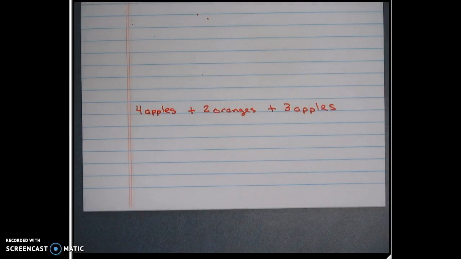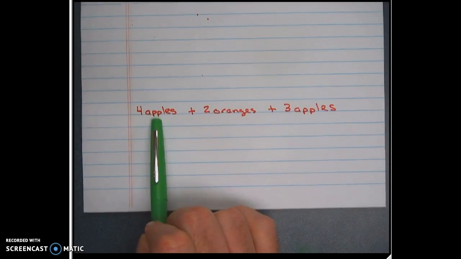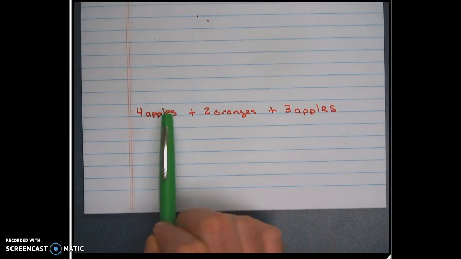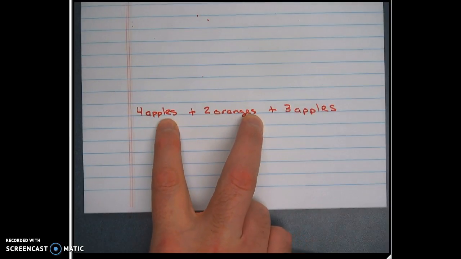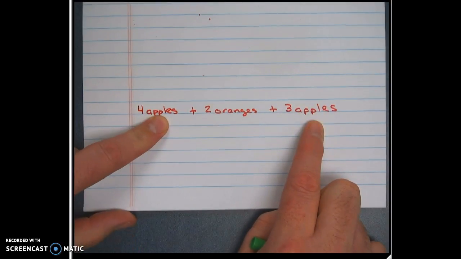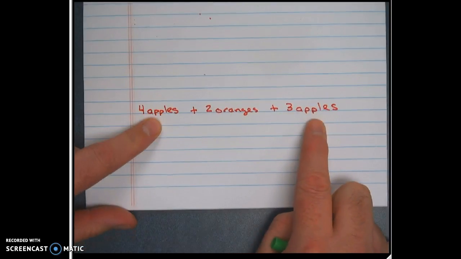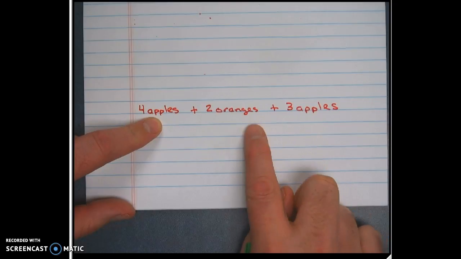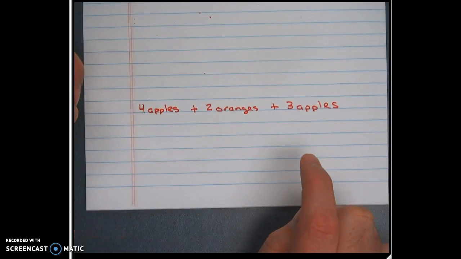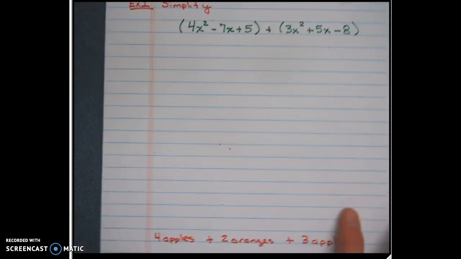So if I asked you what's 4 apples plus 2 oranges plus 3 apples, you guys would all say, well, that would be 7 apples and 2 oranges. You would never add the 4 apples to the 2 oranges because these aren't the same type of things. These are not alike. The things that are alike are the 4 apples and the 3 apples. So you would say altogether I have 7 apples and I have 2 oranges. You can't add the 2 to the 7 because they're different things. And that's the way you want to look at adding polynomials.